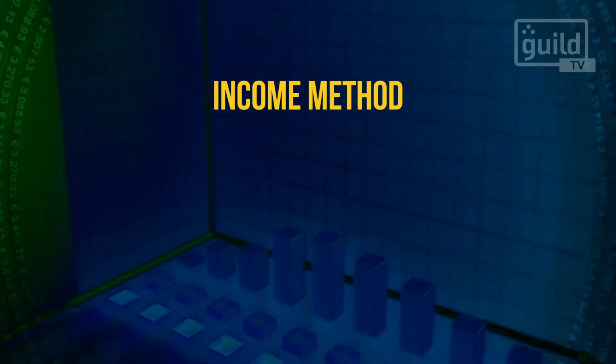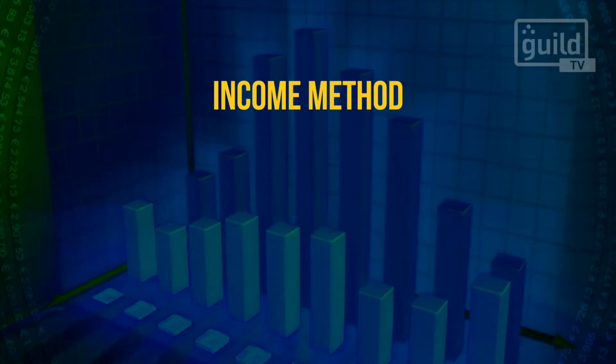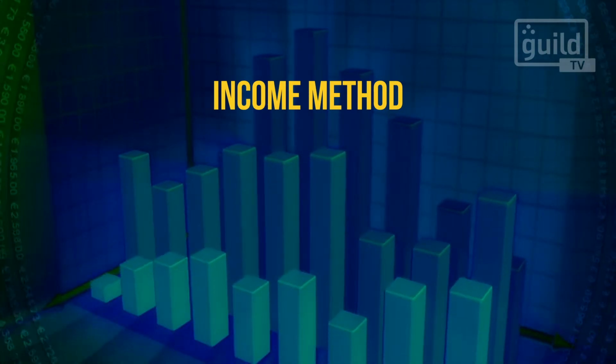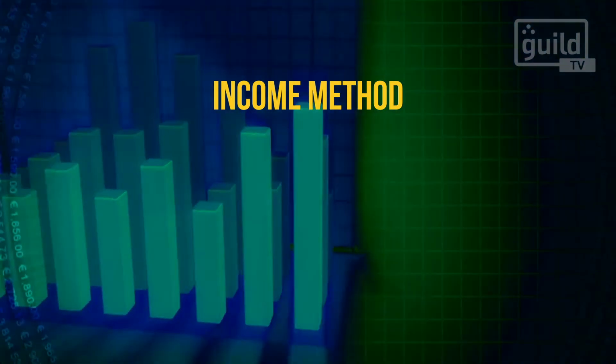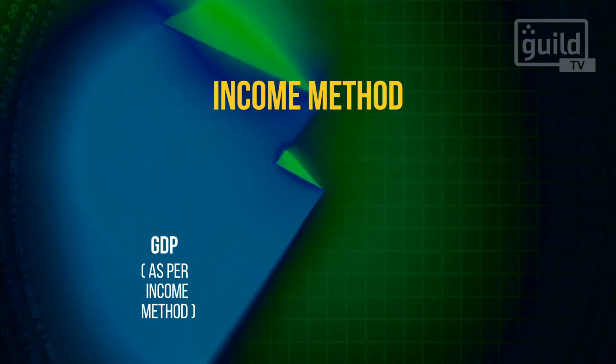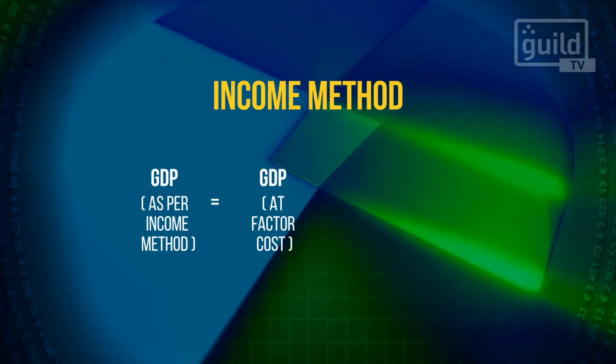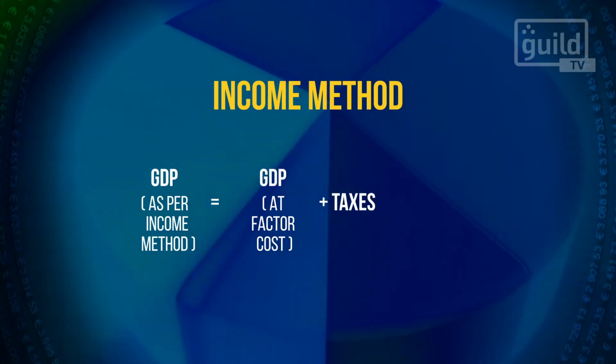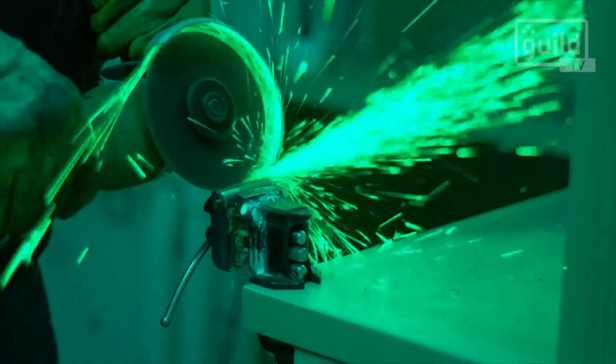The third method is the income method. It measures the total income earned by the factors of production, that is labor and capital, within the domestic boundaries of a country. In this method, GDP equals GDP at factor cost plus taxes minus the subsidies.